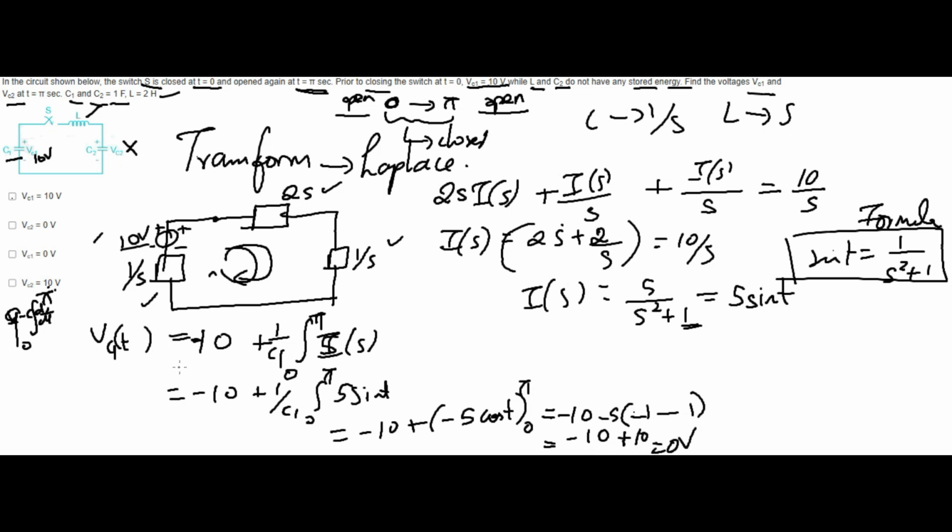Okay, so this is for the first capacitor, is it right? Now let me do it for the second capacitor. Okay, let me do it for the second capacitor. Very simple. That means for the VC2 of t.